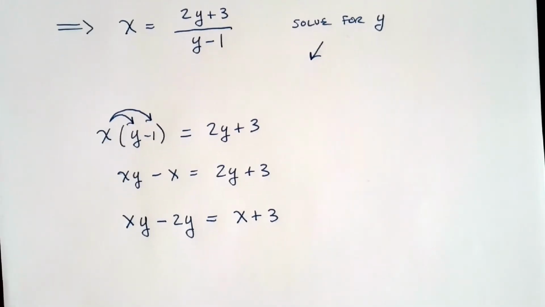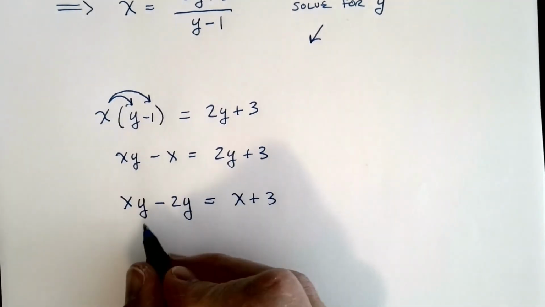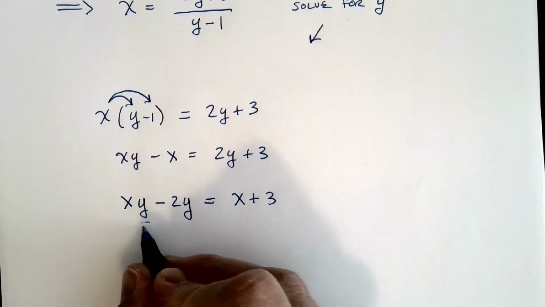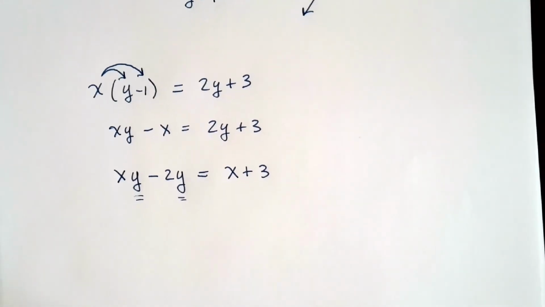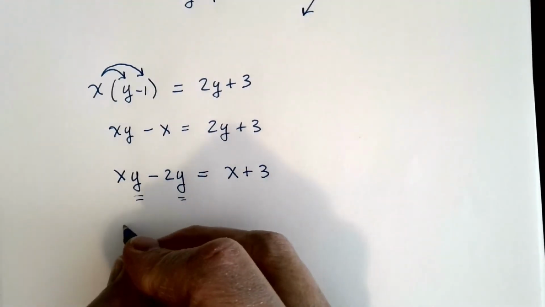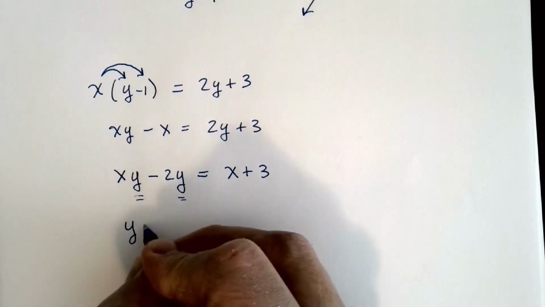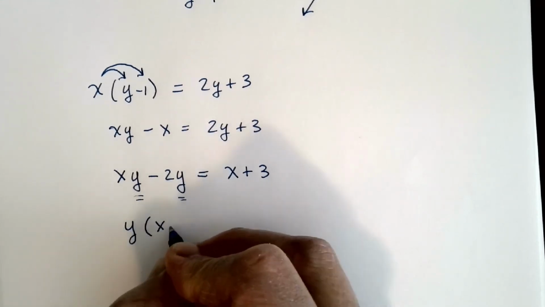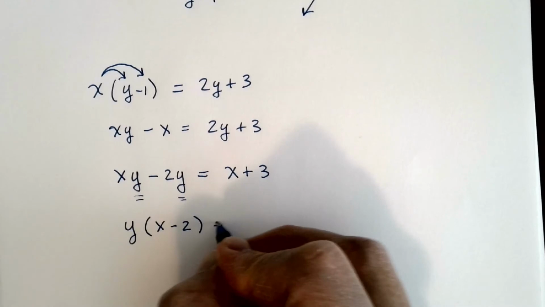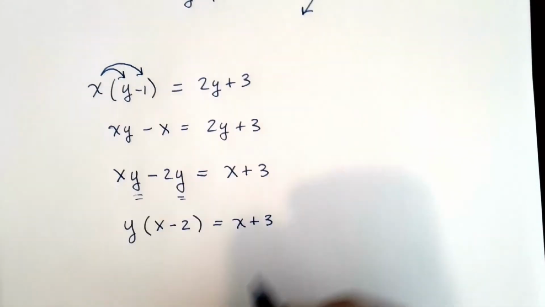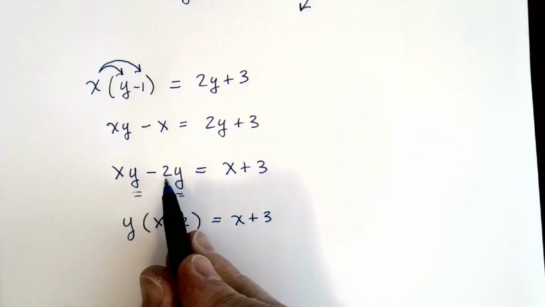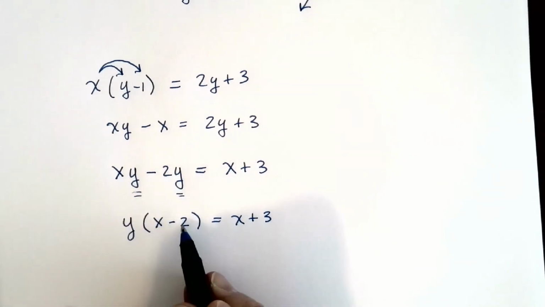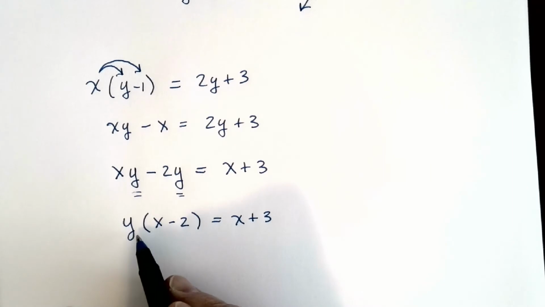Okay? Now, how am I going to get y all by itself? Well, notice I now have these two terms, each have a y factor. So what can I do with that y factor? I can factor it out, right? What am I left with when I factor that y out? X minus 2. It's essentially combining like terms. If you think about it, I'm just combining the coefficients, right? X plus a negative 2, or x minus 2. And now I see how to solve for y. I'm going to divide by this entire expression.